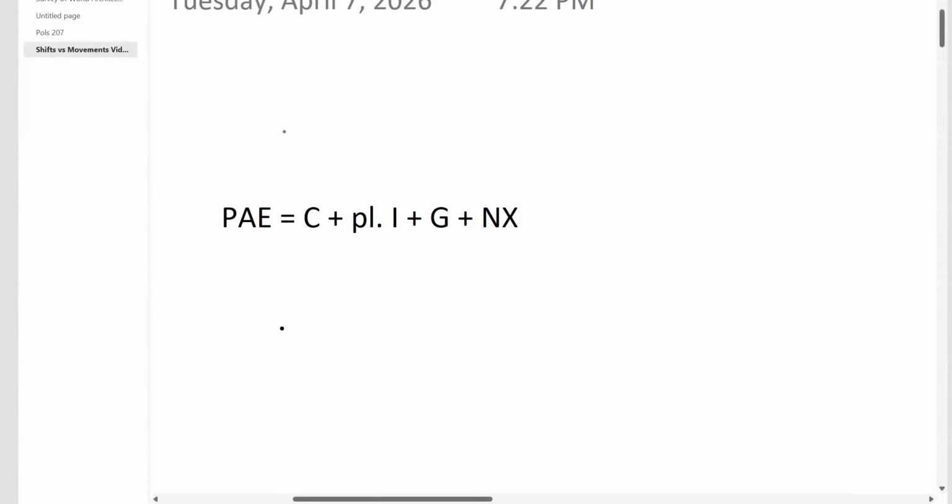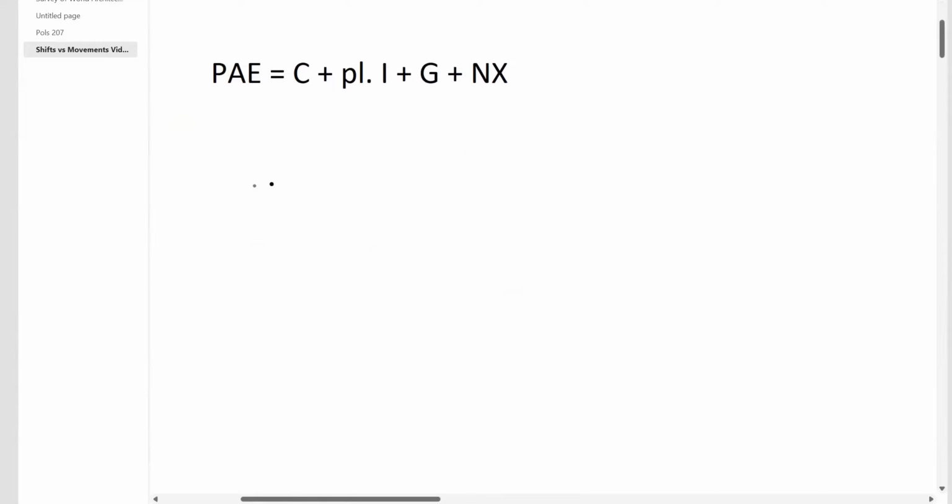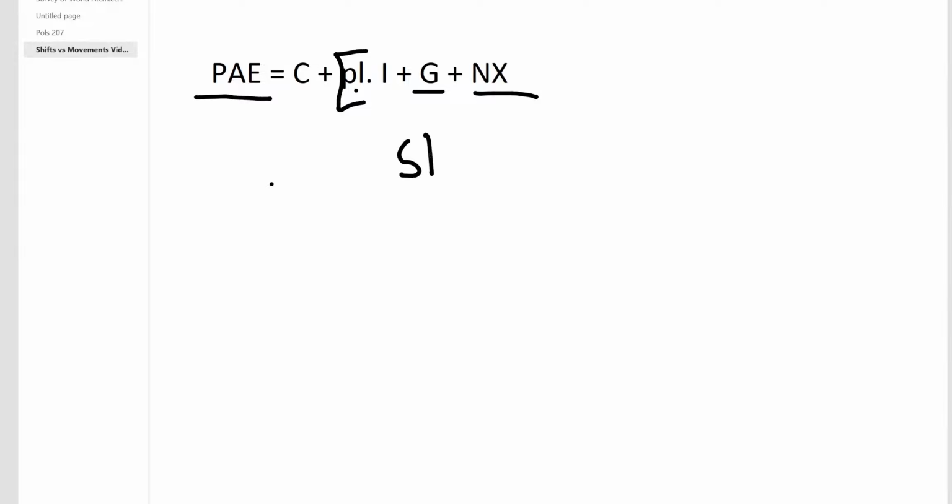Okay, so this is shifts versus movements. You have the planned aggregate expenditure equation right here. This is how you should be basing, how you make your curve. So it shifts the planned aggregate expenditure, all of these. This is planned investment right here, government expenditure right here, and net exports. Anything that changes those factors will cause a shift.